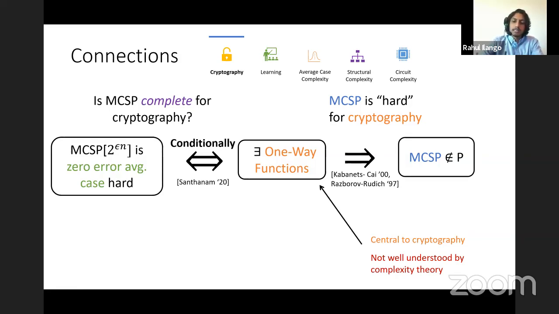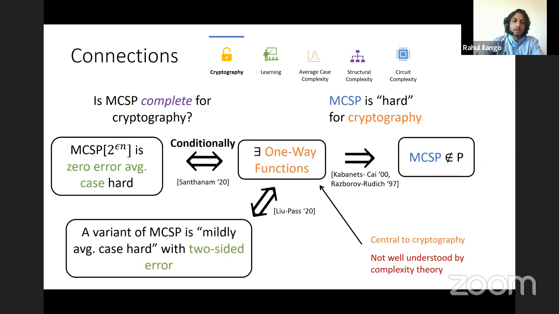And then, kind of excitingly, just a month ago, Liu and Pass showed that a variant of MCSP, where the variant switches the model of circuits for Turing machines, is unconditionally equivalent: there's an equivalence between the average case hardness of this problem and the existence of one-way functions. So I think a very exciting avenue of research here is to really flesh out what this connection is.